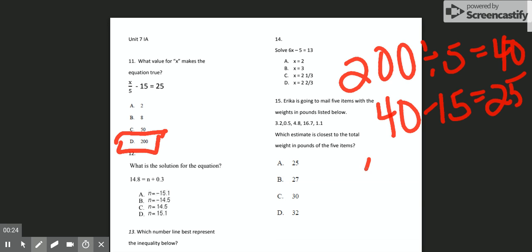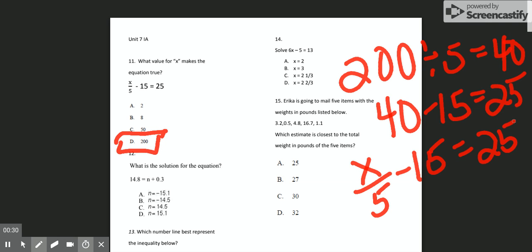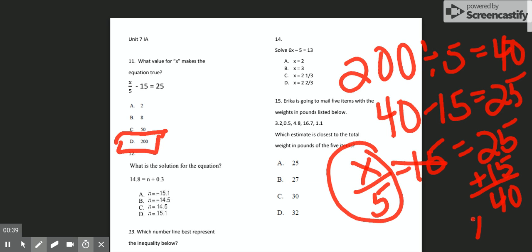If you know the algebra steps, we write it down, and then you do the opposite of what it says. So if it says minus 15, we add 15, and that would get you 40. And if it says to divide by 5, we multiply by 5. And 40 times 5 is 200. So either way you do it, you're going to get 11 is D, 200.